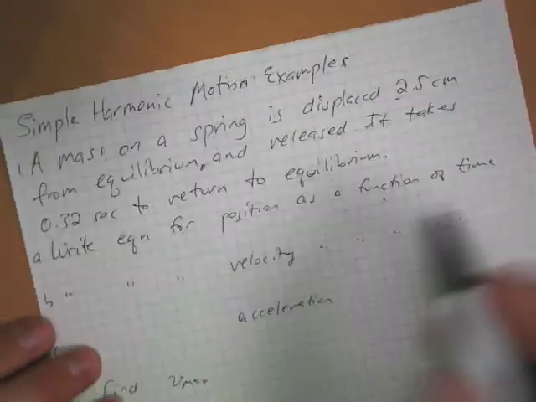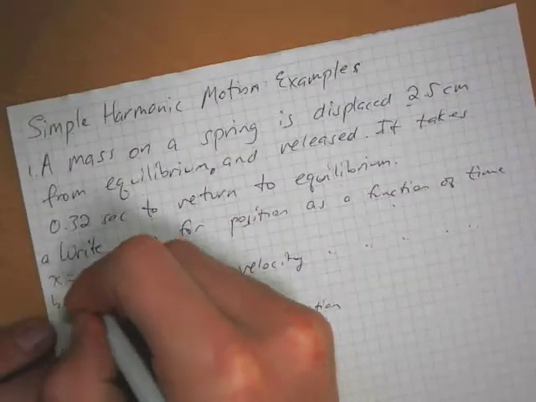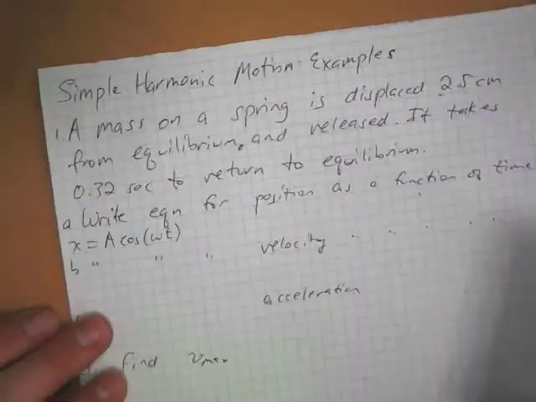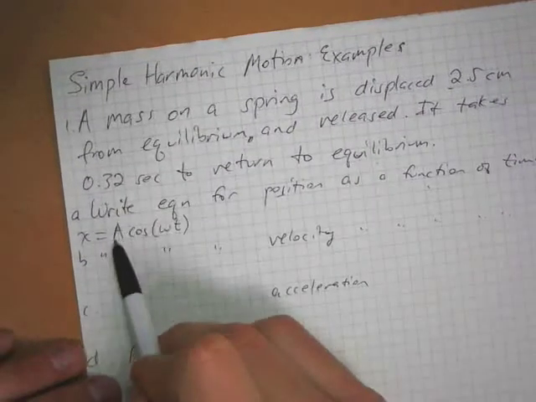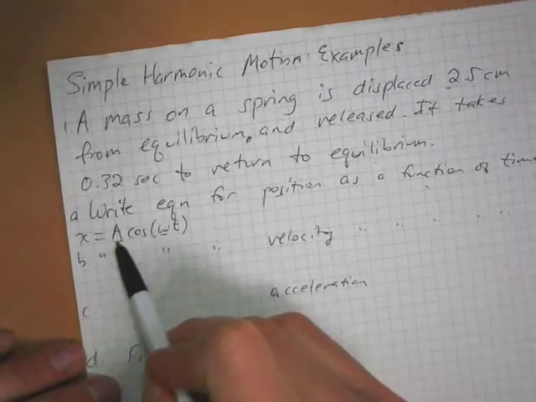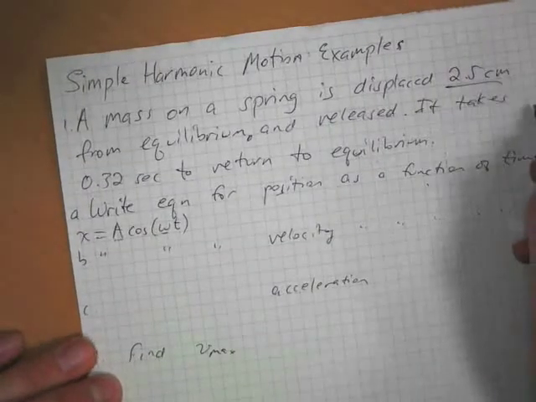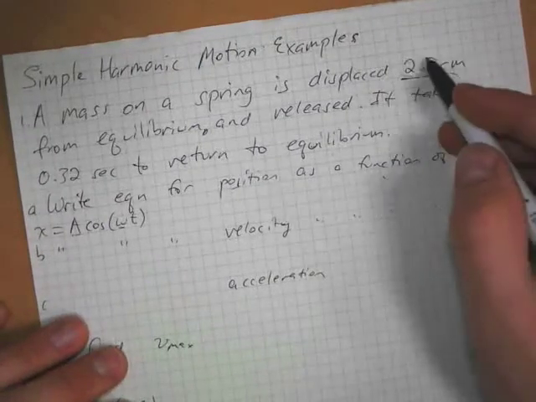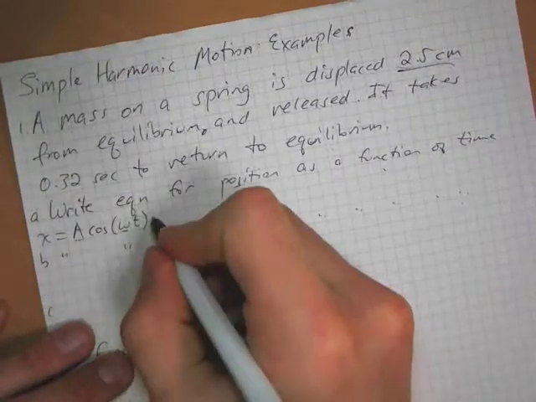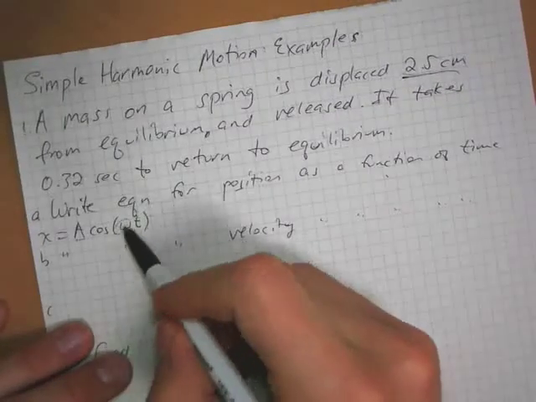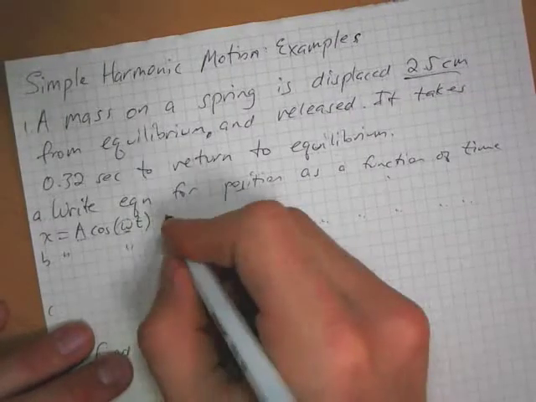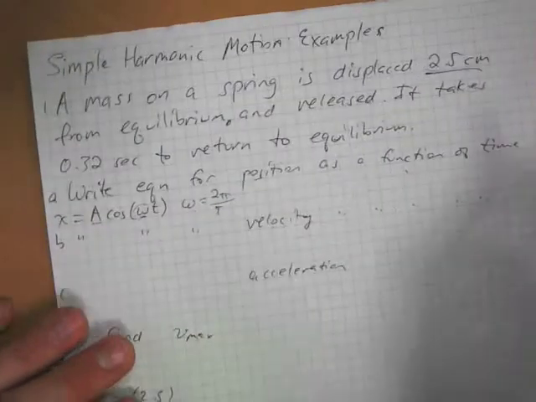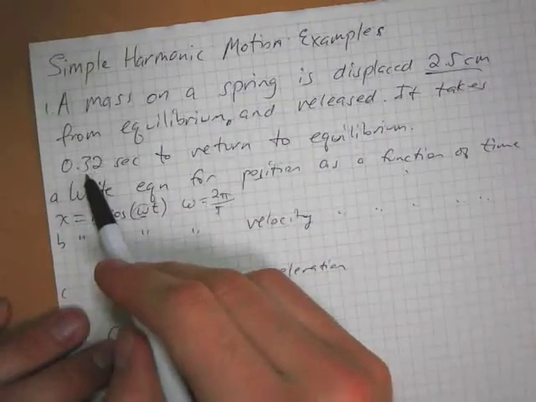Well, we know that x is A cosine omega t, meaning that we need to find A, we need to find omega. A is easy. We're already given that it's displaced 2.5 centimeters and released, so this is our amplitude. So that's simple. In order to find omega, well, we know omega is 2 pi over T, so we need to find the period.